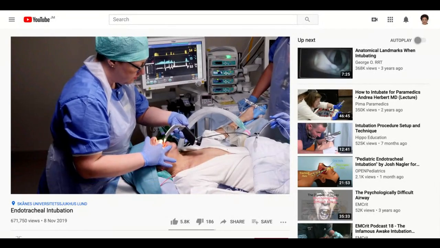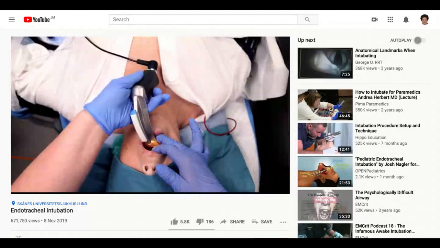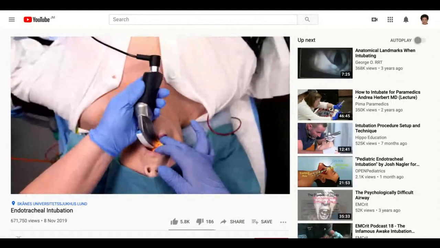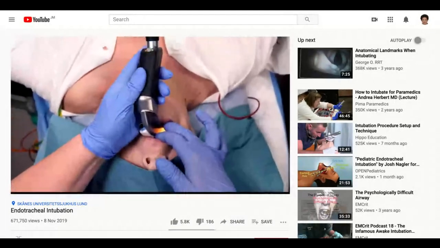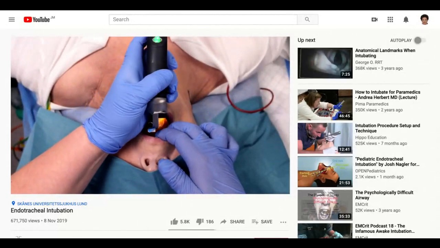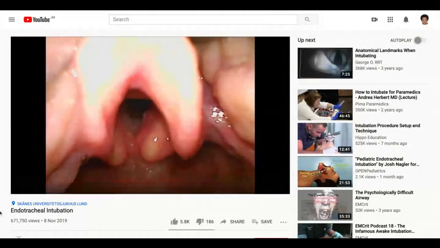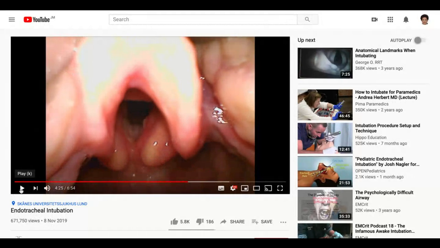Blade as possible for precision and control. Insert the blade in the right side of the mouth, carefully pushing the tongue aside. The aim is to create an unobstructed line of sight to the larynx by pushing the tongue to the left and lifting the epiglottis, exposing the vocal cords.